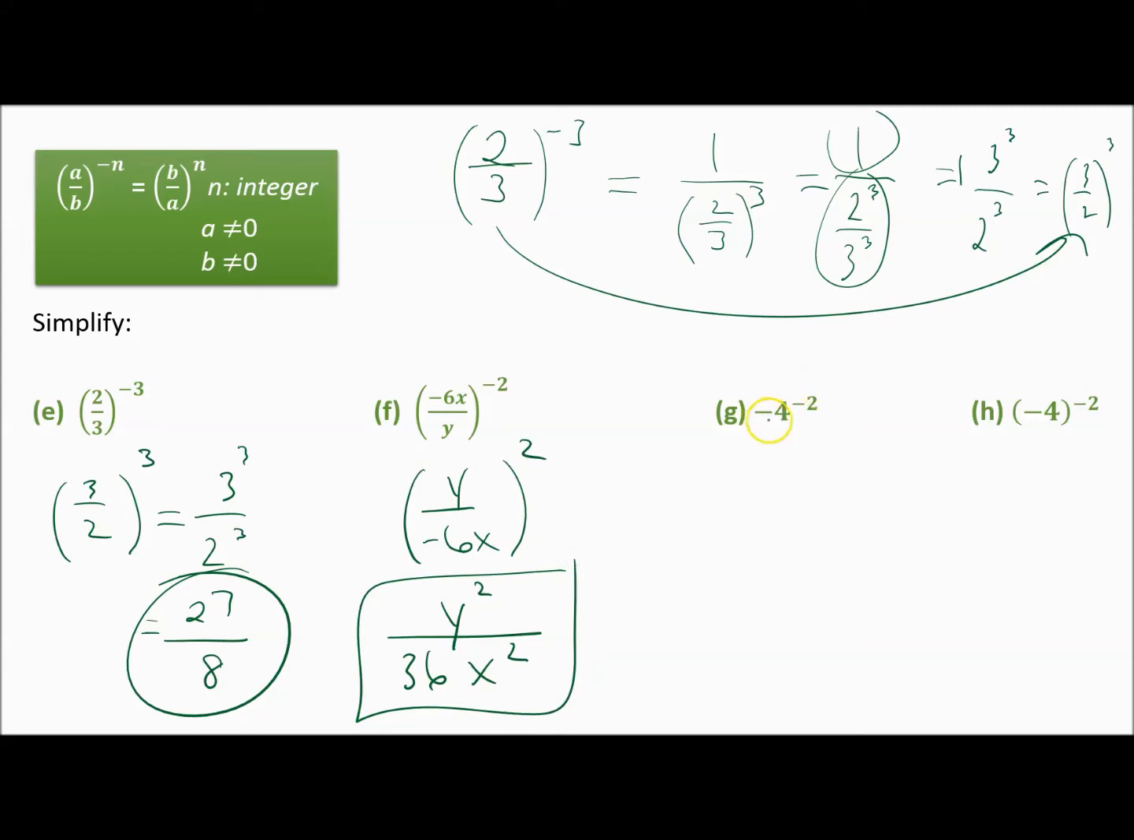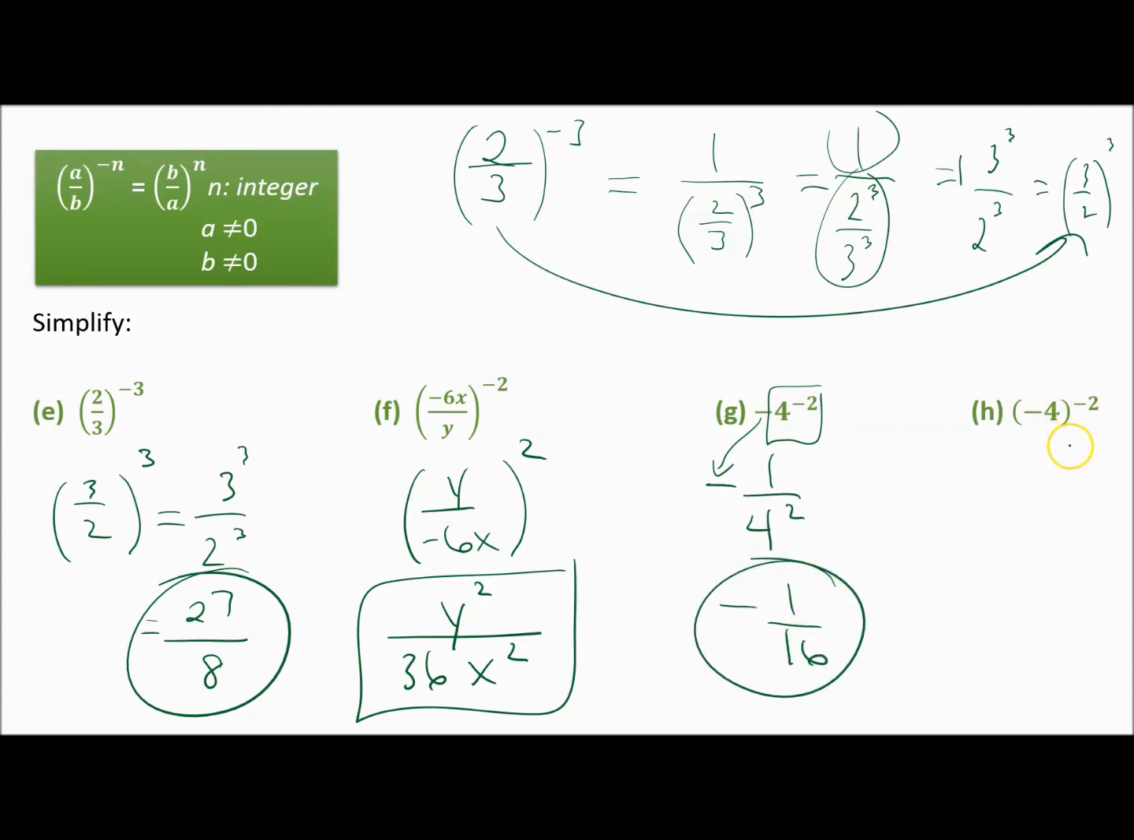Now watch this craziness right here. Listen, the negative 2 only applies to the 4. Okay? Not to the negative 4, because this is not in parentheses. Look at h. H would be, it applies to the negative 4. So I'm going to apply the negative 2 to the 4 only, which means the negative stays in front, and this is 1 over 4 to the second power. Okay, so again, the negative came down, and then I handled just this, which is 1 over 4 to the second. And then this is going to be negative 1 over 16, and that's simplified.